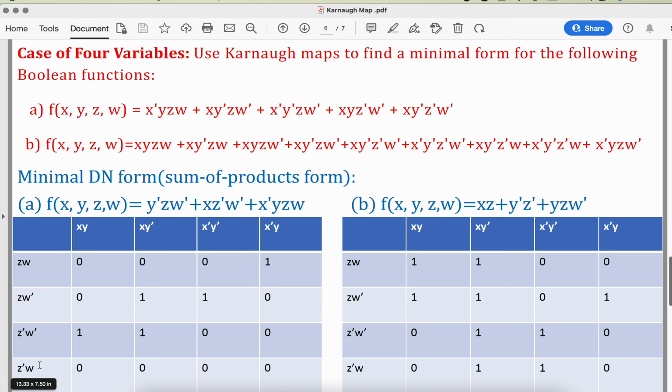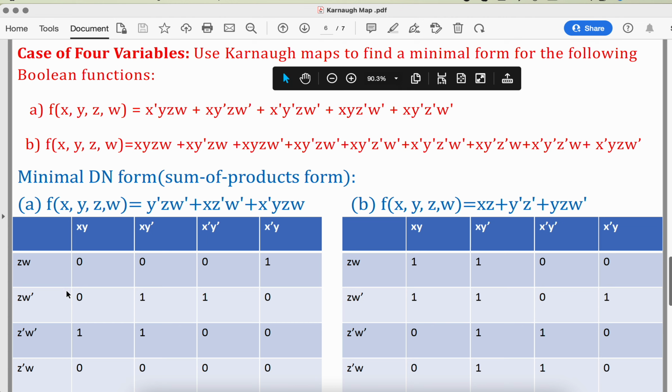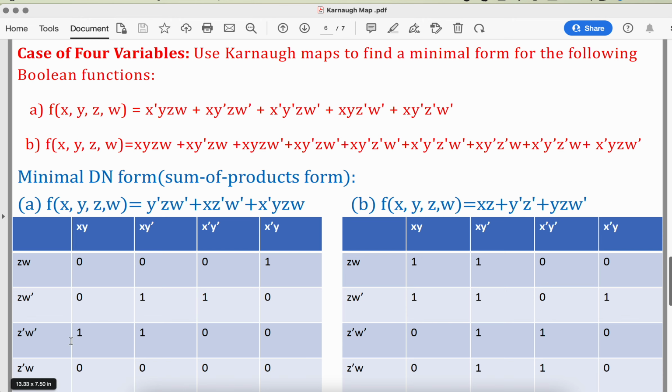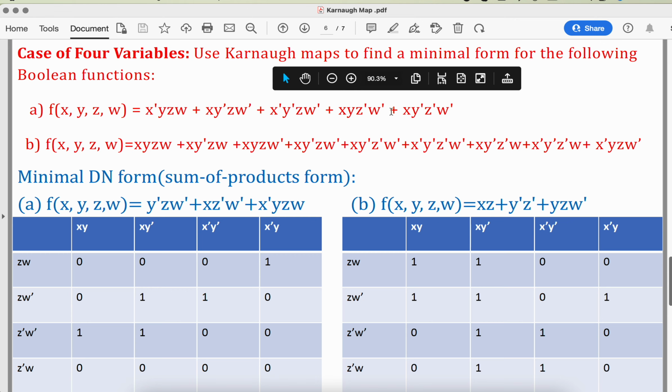Now we will multiply. X, Y, Z, W: we don't have X, Y, Z, W here, so 0. X, Y, Z, W dash: we don't have it here, so 0. X, Y, Z dash, W dash: so it is X, Y, Z dash, W dash.